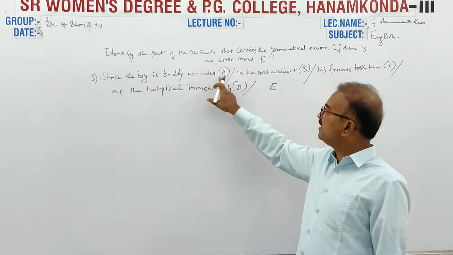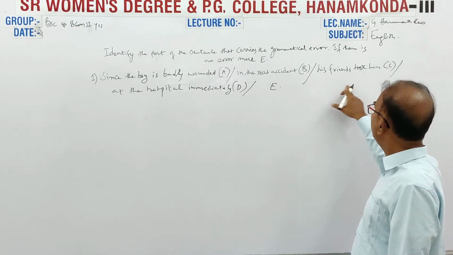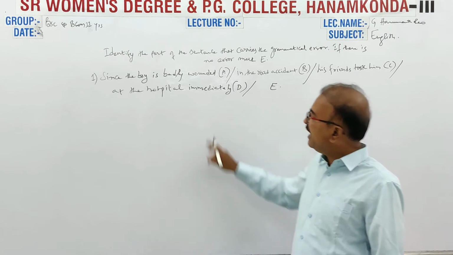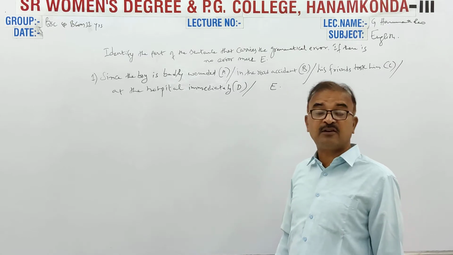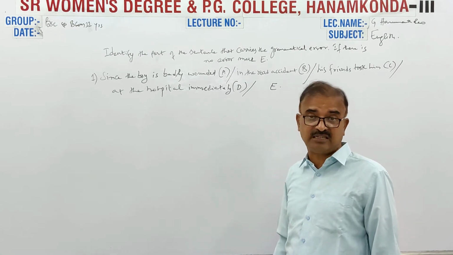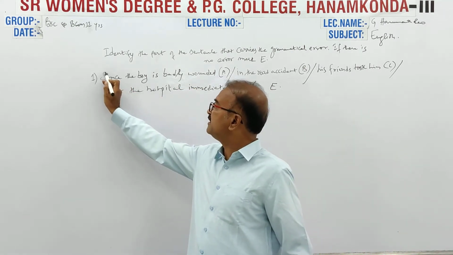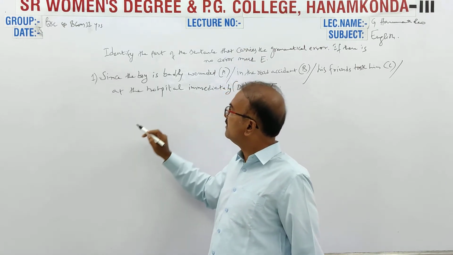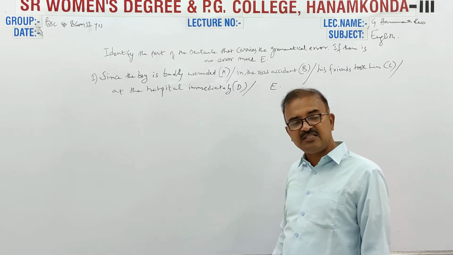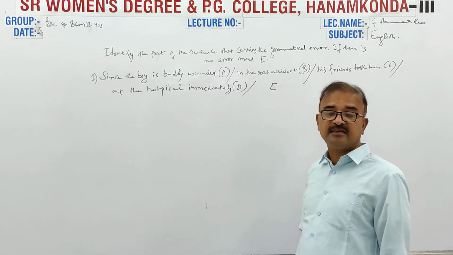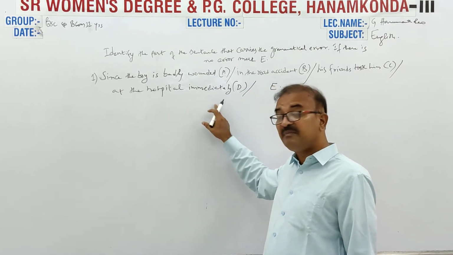Since the boy is badly wounded, this is part A. In the road accident is part B. His friends took him is part C. At the hospital immediately is part D. Now after reading the sentence and understanding it, if you feel there is a mistake anywhere in the sentence, you have to first point it out. So what is it that you have to do? For example here, the boy is badly wounded, that means badly bruised, received wounds, badly injured in the road accident. His friends took him at the hospital immediately, it's given to us.